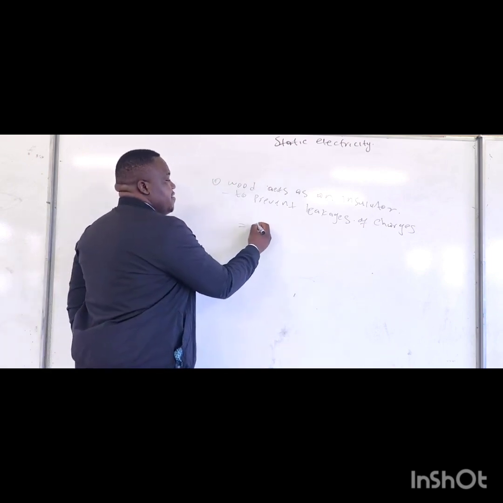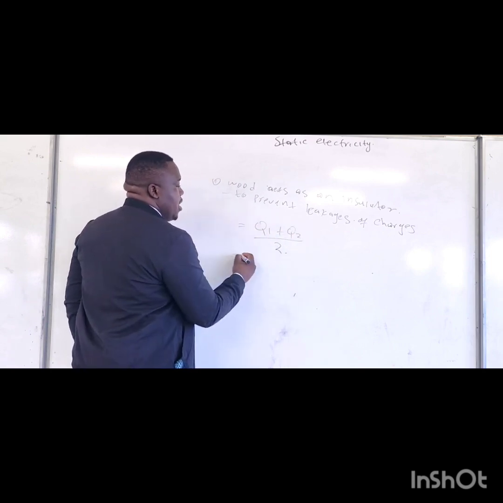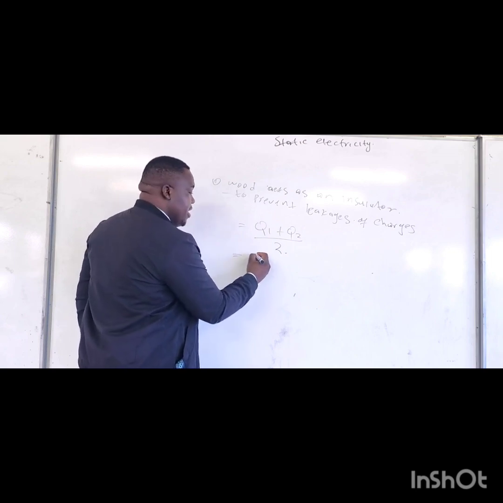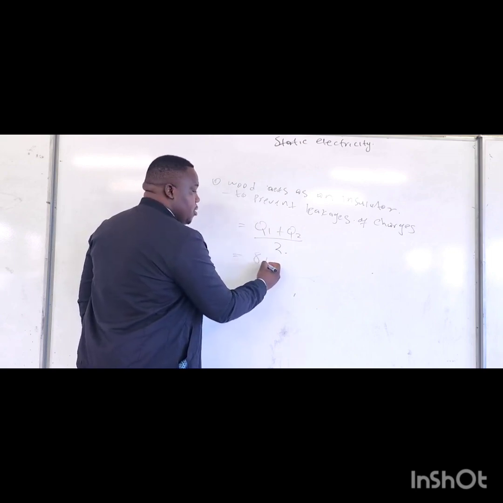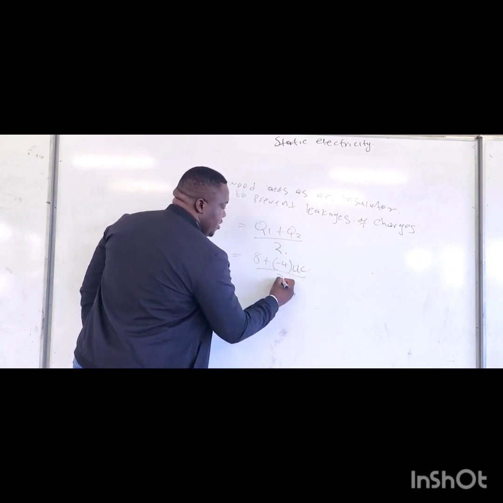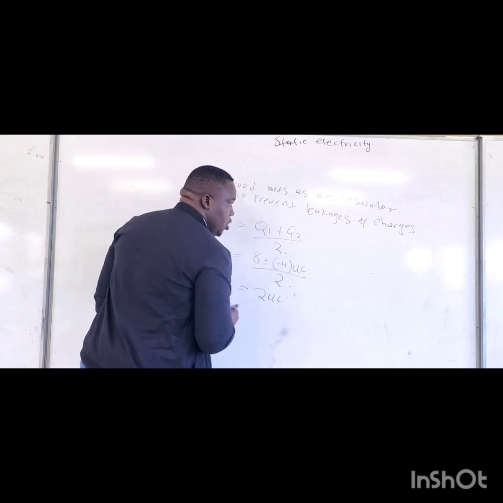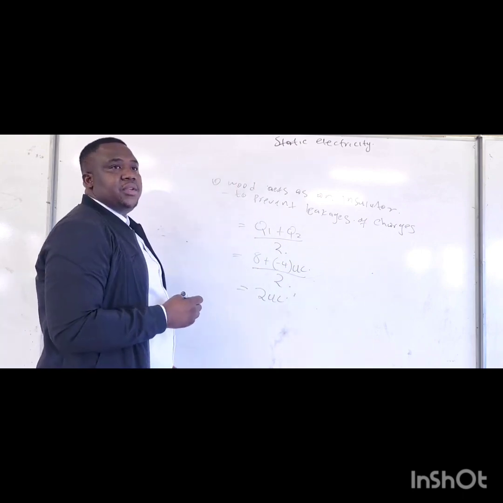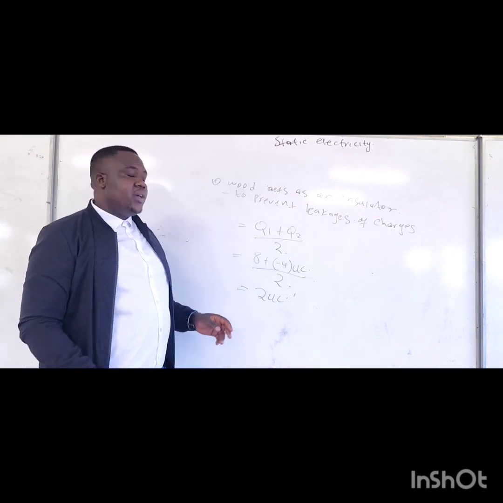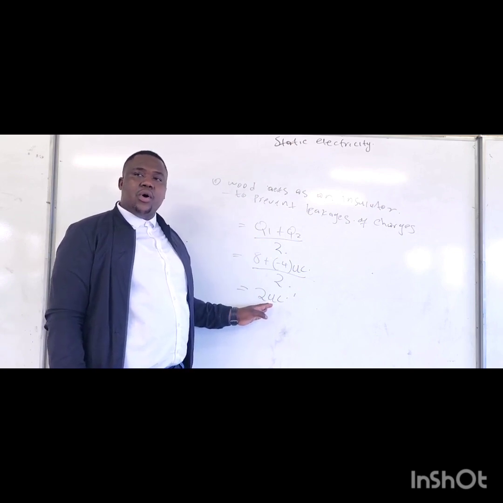So we're going to have charge 1 plus charge 2, divided by 2. We have 8 microcoulomb plus minus 4 microcoulomb. We divide by 2. Our answer will become 2 microcoulomb. What does that mean? It means this time around, each sphere has a charge of positive 2 microcoulomb.